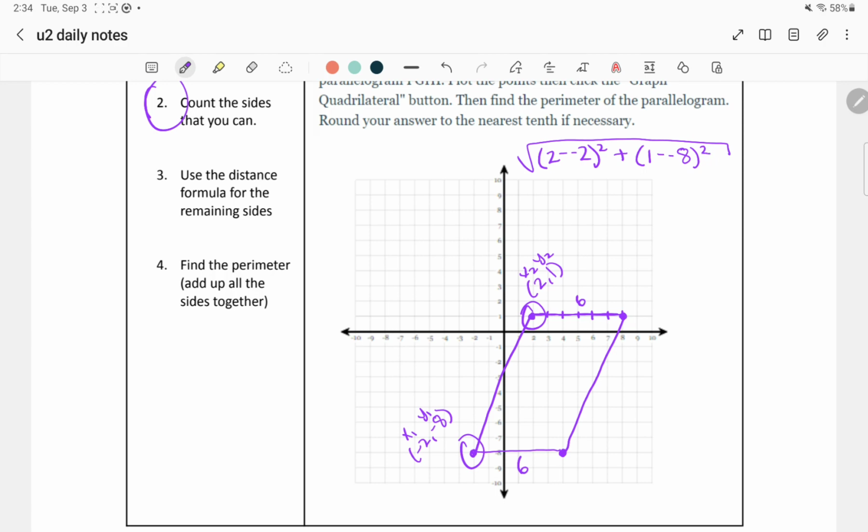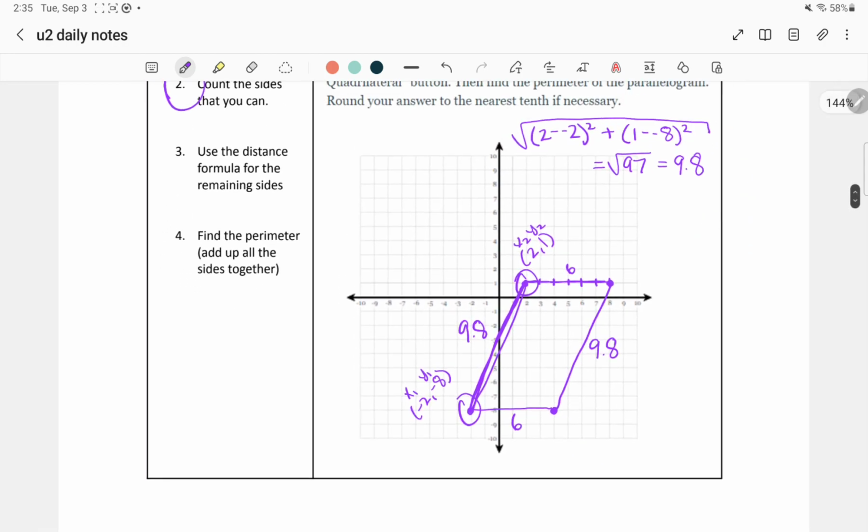Okay, I'm going to plug that into my calculator, and I'm going to get square root of 97, which converts to 9.8 after it's been rounded, which is fine. So I know that this point to this point, or the line of my parallelogram, is 9.8. And if this one's 9.8, then I know that this one's 9.8 as well, because I know that on parallelograms, the sides opposite each other are equal.